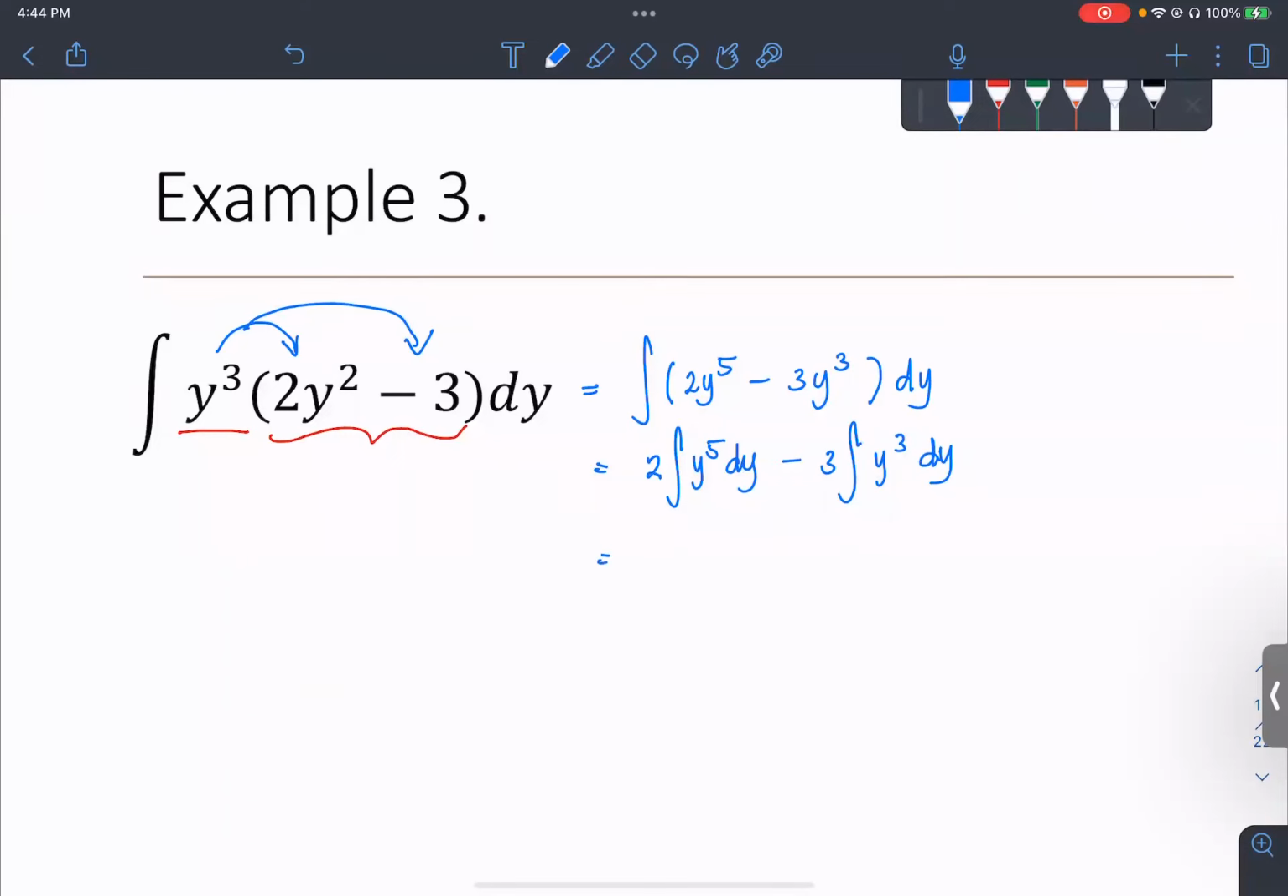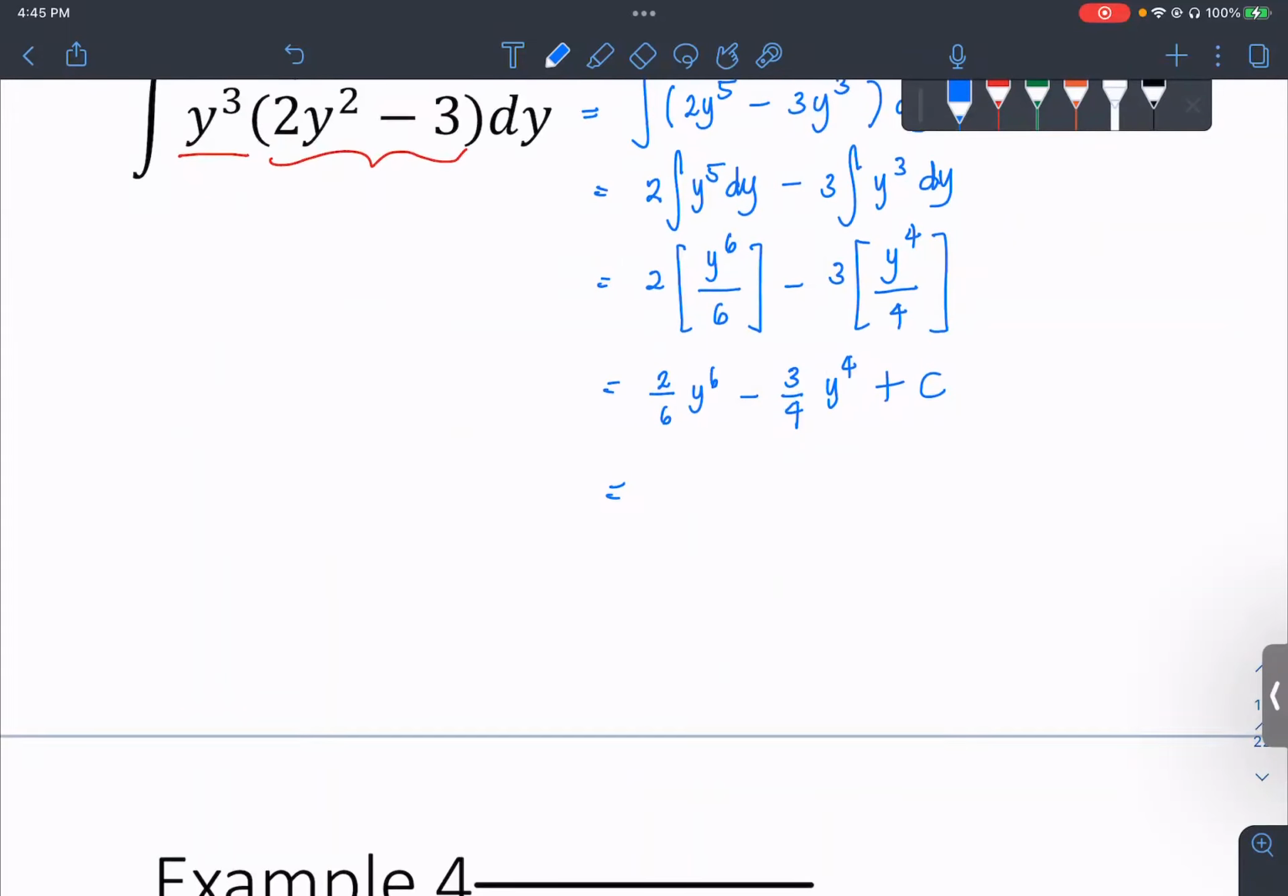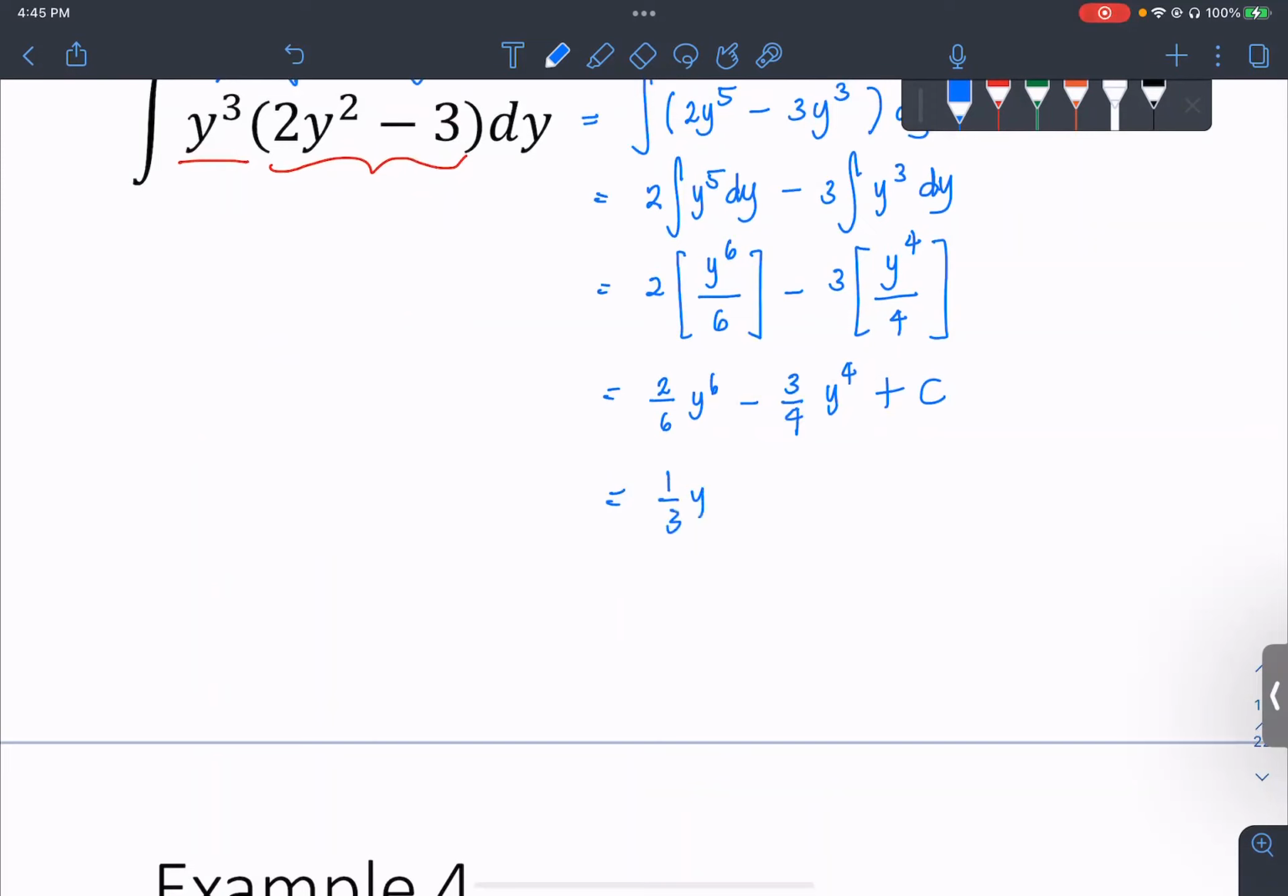So next, we can now employ the power rule. So y, 5 plus 1, it's 6 all over 6. And minus 3, multiply it with y raised to 4 over 4. So we'll have 2 times 1 over 6, it's 2 all over 6, y to the 6 minus 3 over 4, y to the 4th. Let's see. Or simplify it further, so 2 over 6 is 1/3, y to the 6 minus 3 over 4, y to the 4th, plus c.